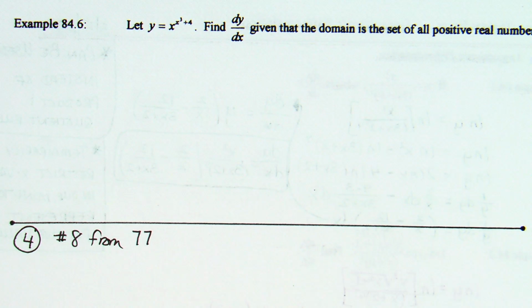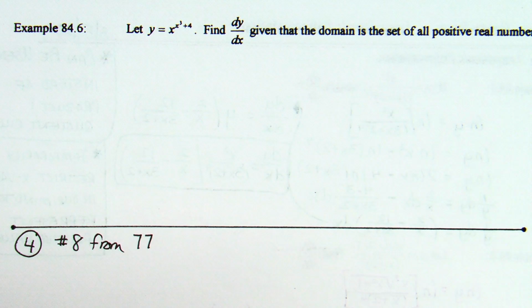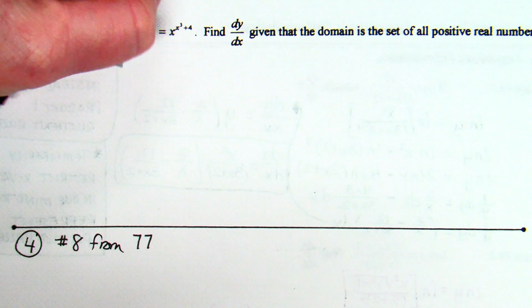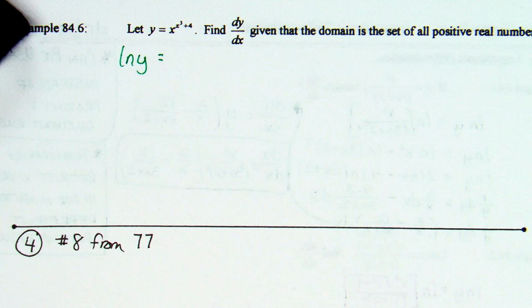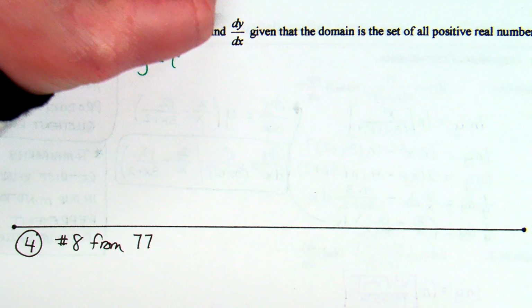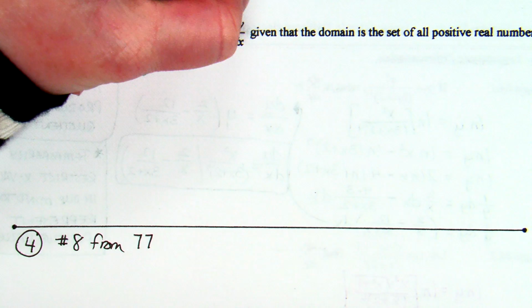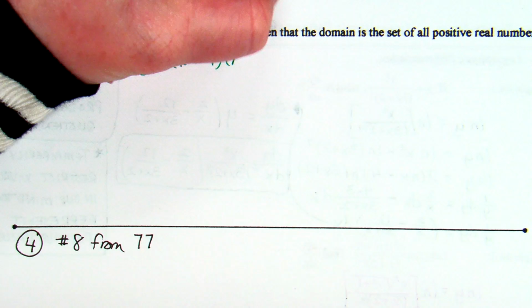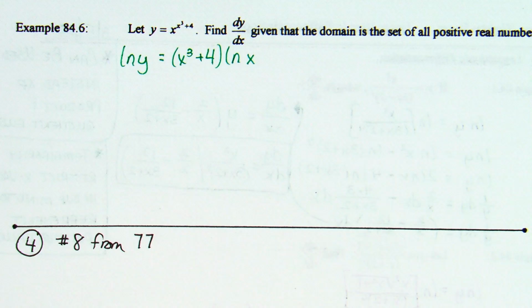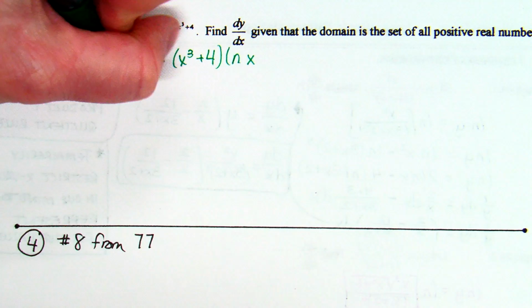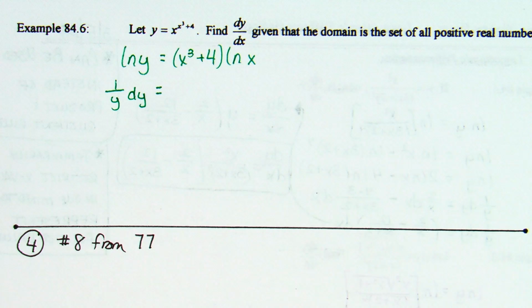So, step 1. Natural log. So natural log of y equals, what's happening on the right? We take the natural log of that side. Okay. X cubed plus 4, natural log of x, because we pulled that power out front. Derivative of natural log of y. 1 over y dy.